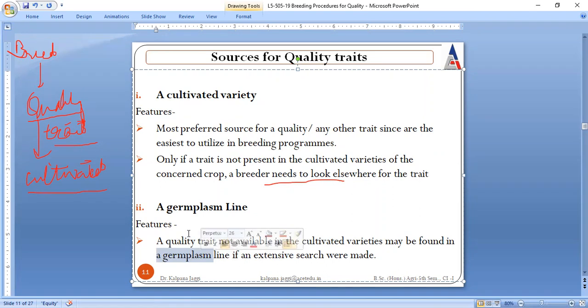Germplasm, I have already told you in plant genetic resources, is the sum total of all the genes which are available for a particular species. So if a particular trait is not found in the cultivated variety, then a breeder can look in the germplasm to make that trait available.